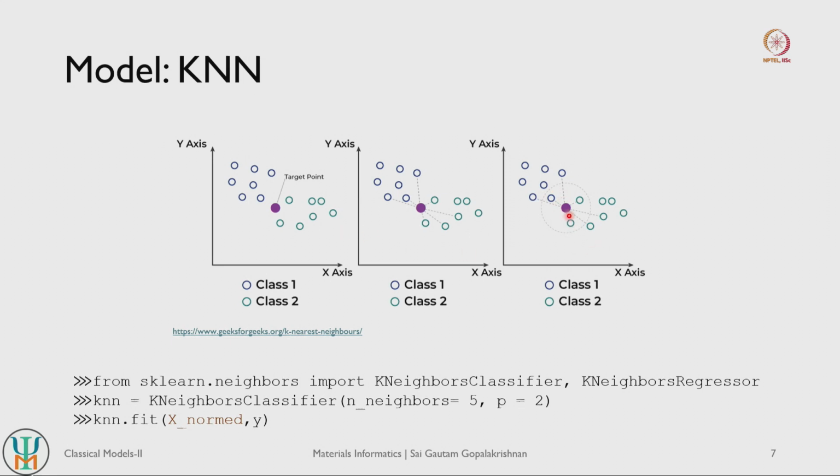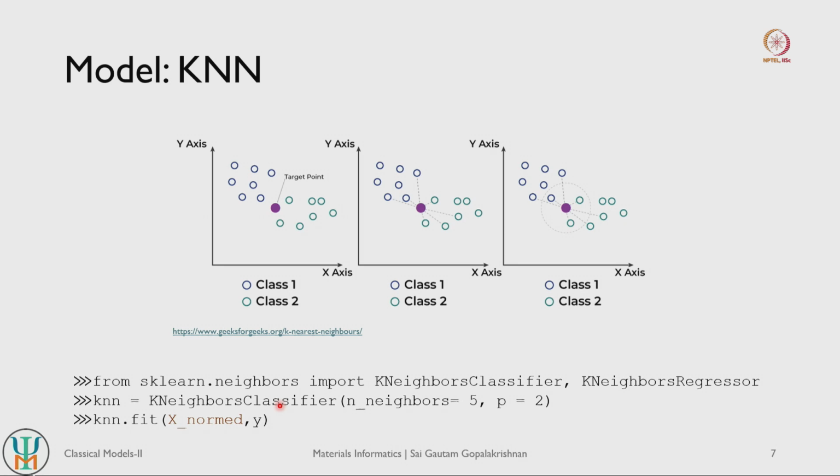If it were regression, then it will take the average of these 3 data points. So whatever value this data point will have will be an average of these data points, right. So how do you implement k nearest neighbors? There is a module called neighbors within scikit-learn. From there you can import either KNeighborsClassifier or KNeighborsRegressor. The regressor is obviously for regression and the classifier is for classification.